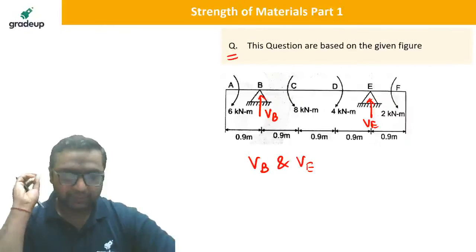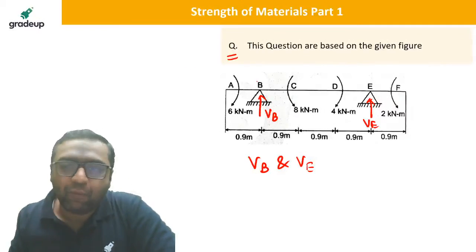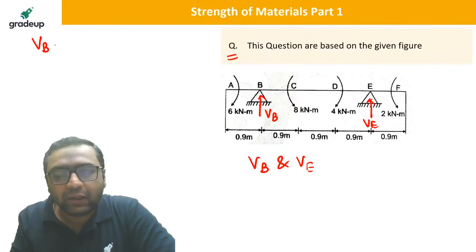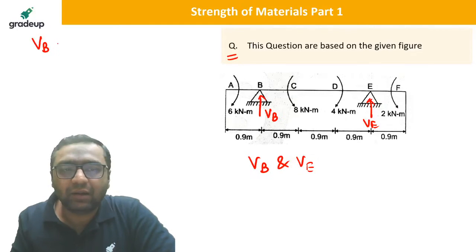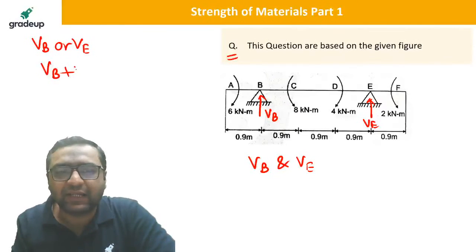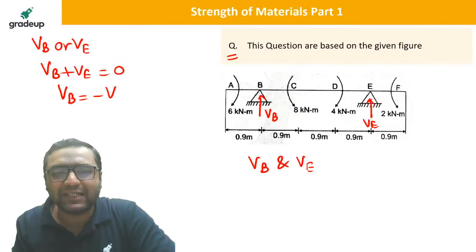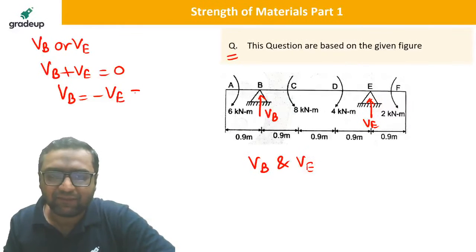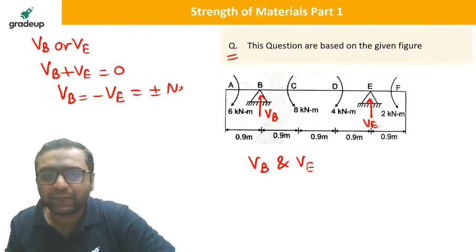Okay. So dear, when all the moments are acting, for this case we will be writing VB and VE if you want to find out the support reactions. First of all, VB plus VE, there is no vertical force, so the summation is 0. So VB will be equal to minus VE, that is correct. And this is given as plus minus net moment divided by total length.